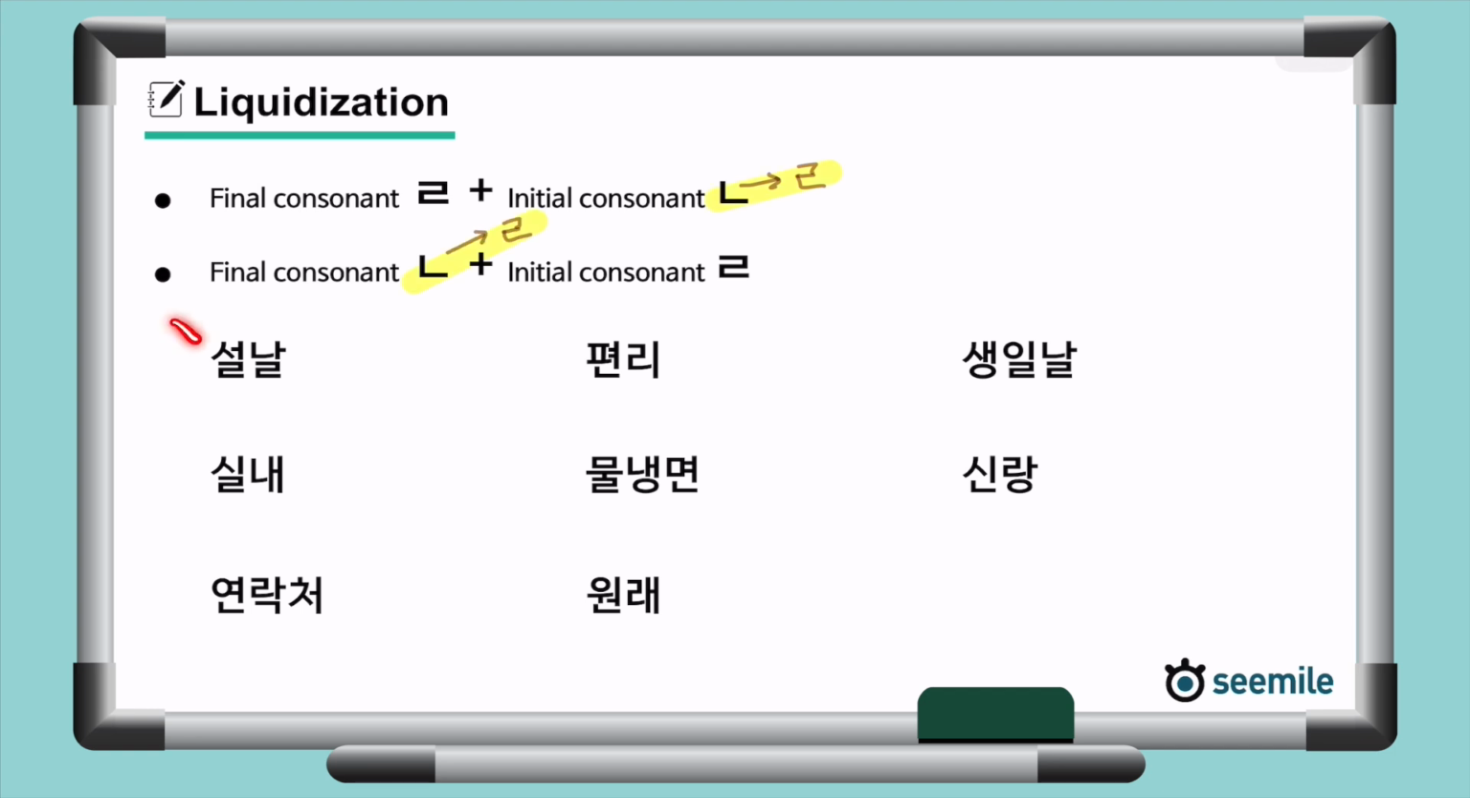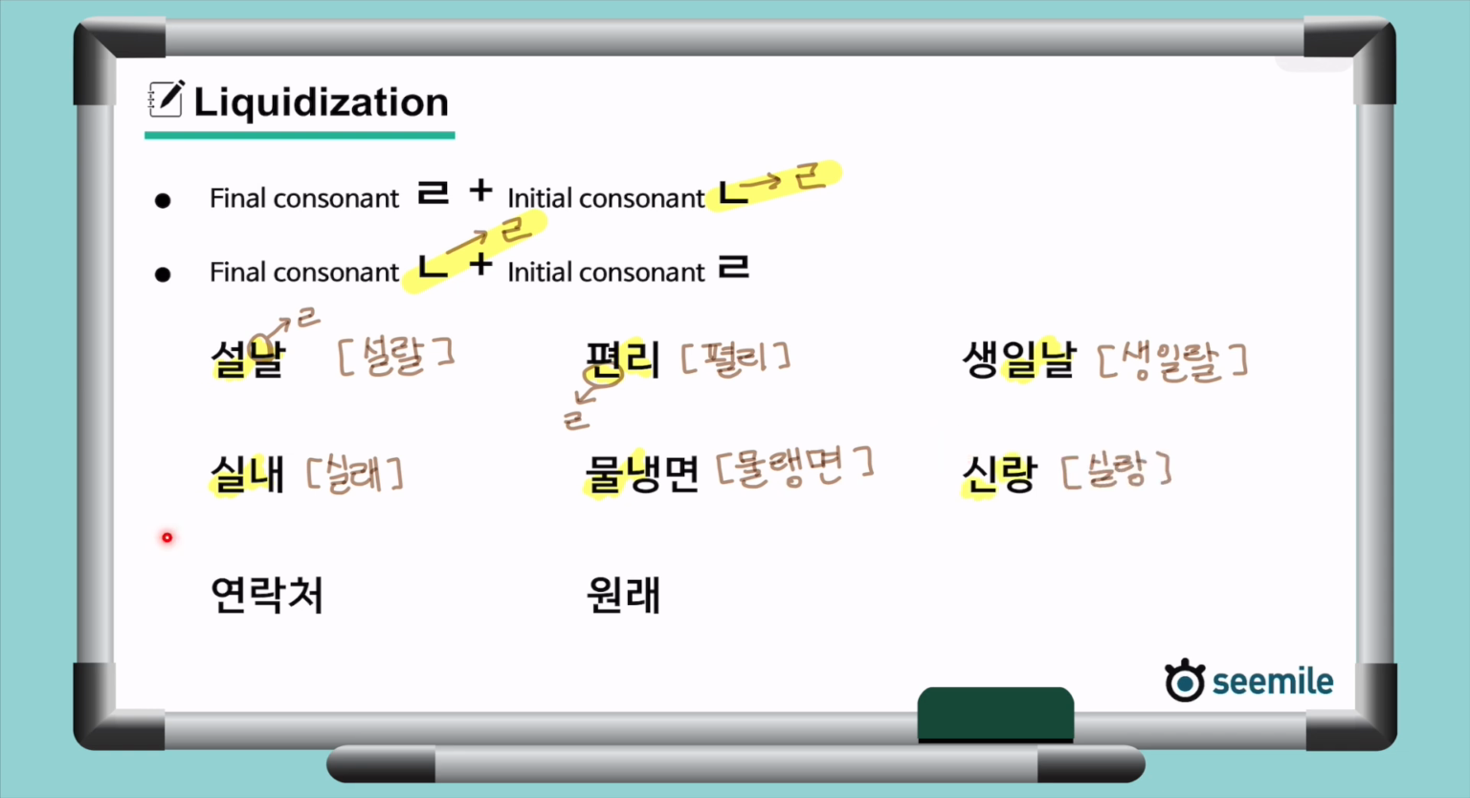For example, here the final consonant 리을 is followed by 니은, so this 니은 becomes 리을, and the correct way to pronounce it would be 설날. Let's take another example. Here, the initial consonant 리을 is preceded by the final consonant 니은. Again, this 니은 becomes 리을, so it reads 편리. Let's apply the same rule to these words and read them out loud. 생일날, 실내, 물냉면, 신랑, 연락처, 원래. Excellent job!